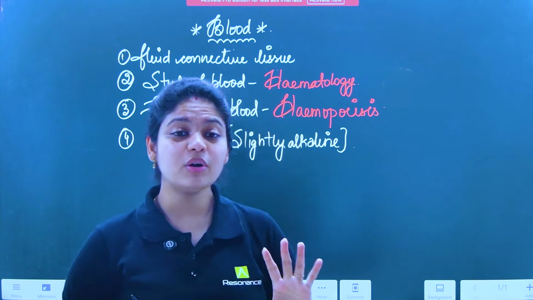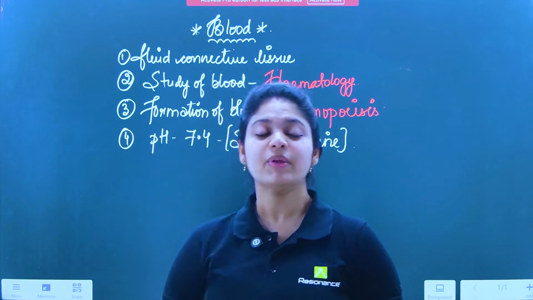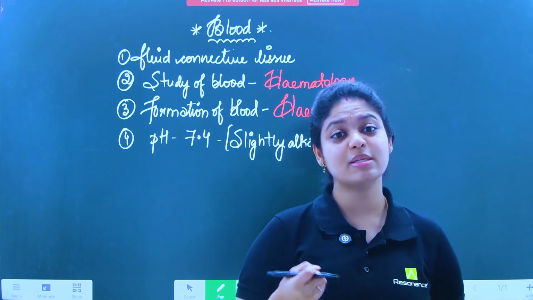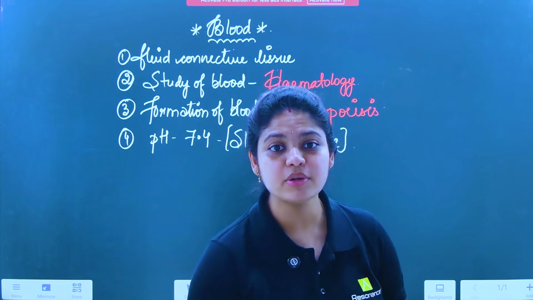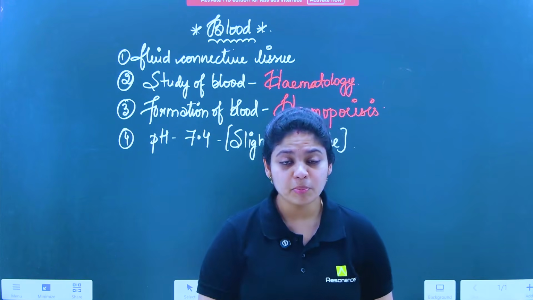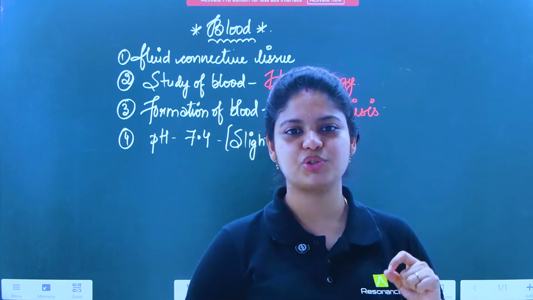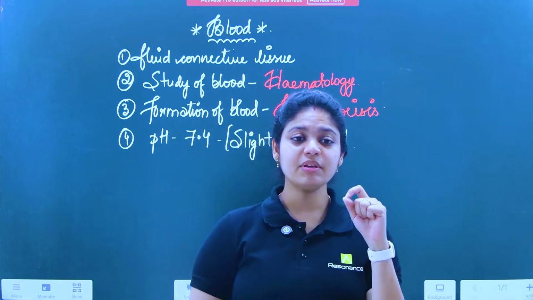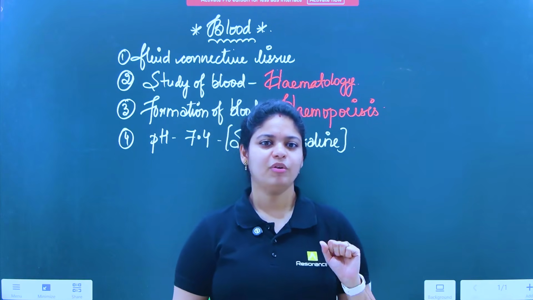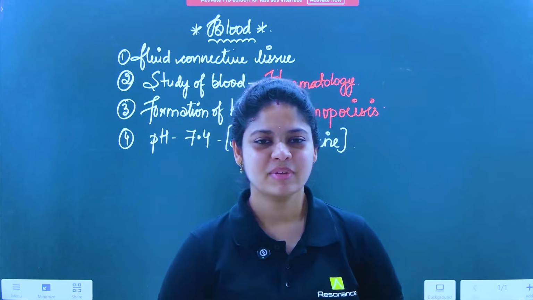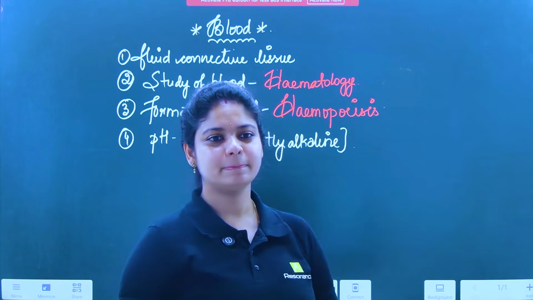Okay, so what do we know about blood? Blood is nothing but a fluid connective tissue. The study of blood is called hematology. The formation of blood is called hemopoiesis. The blood has a slightly alkaline pH, that is the pH of 7.4. Got it? Shall we move into the composition of blood?